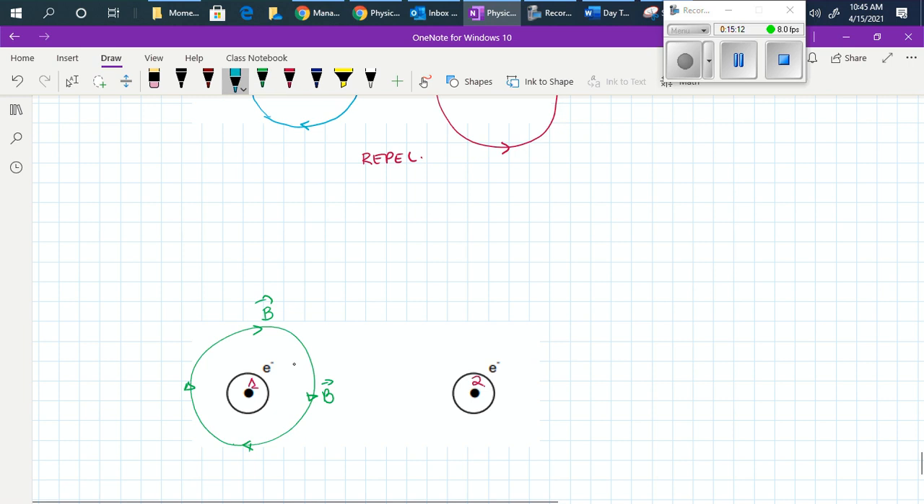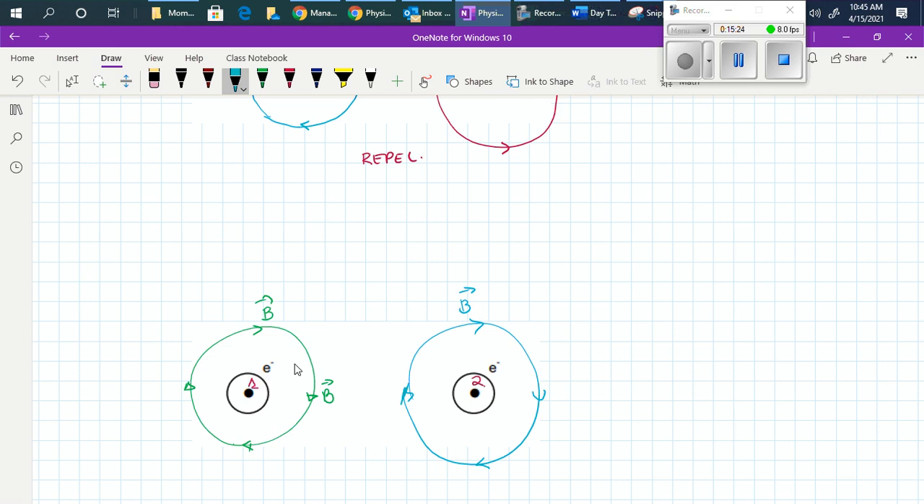And for the second one, again, B will be going in the opposite direction, which means that for one, north is down and for the other, north is up. So that means that they will attract. They will attract each other. Okay, let's bring another question to discuss.